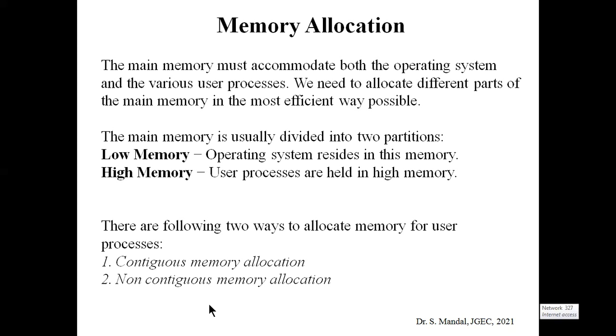The main memory is usually divided into two partitions. One is called the low memory and another is the high memory. The operating system always resides in this part of the memory, that is the low memory. Whenever we switch on any computer device, the operating system is always loaded. That means some part of the main memory is always occupied due to the running of the operating system.